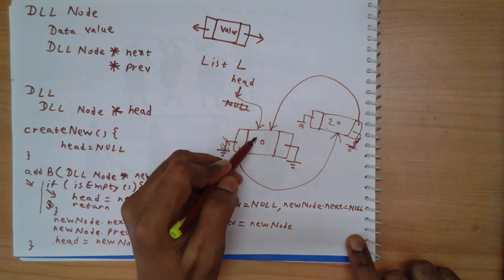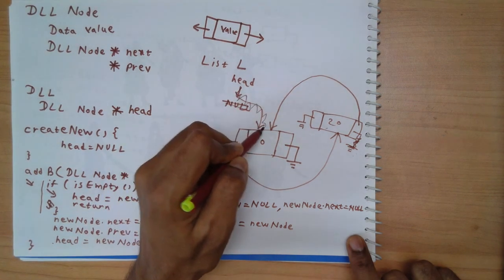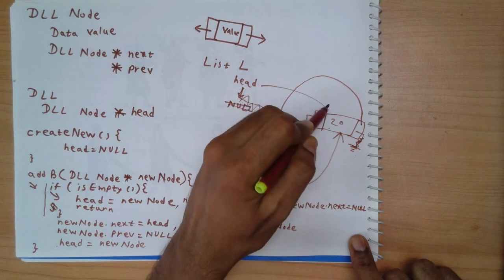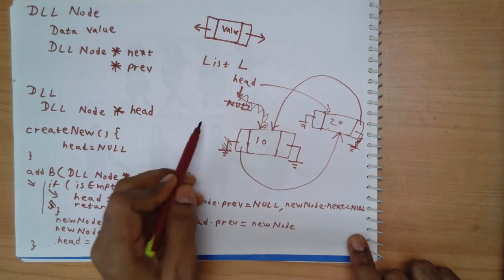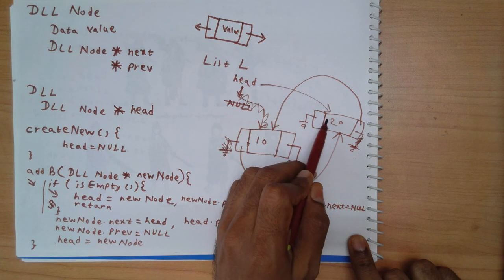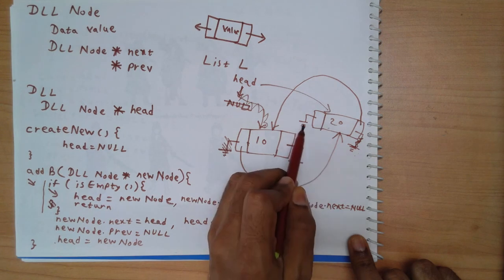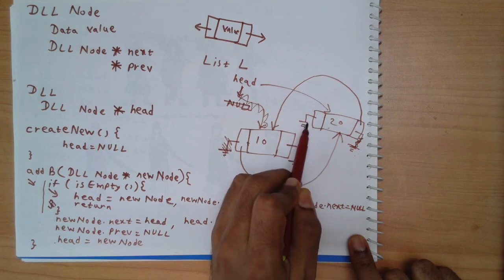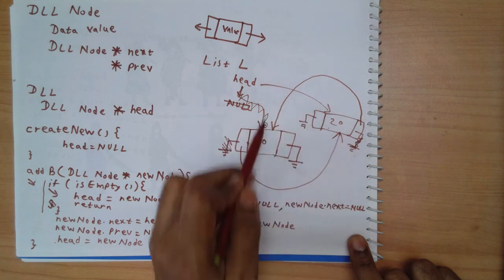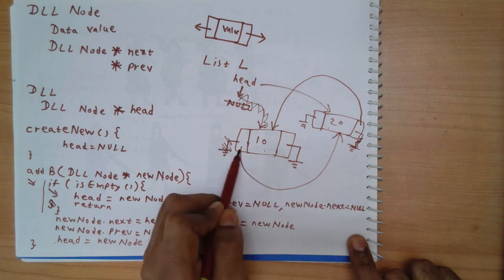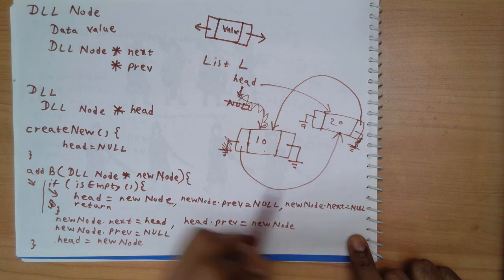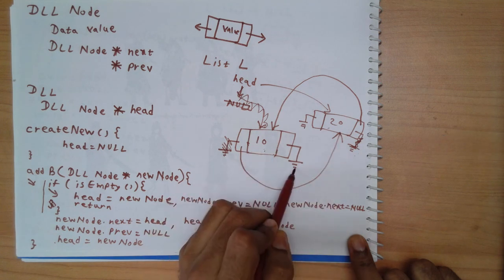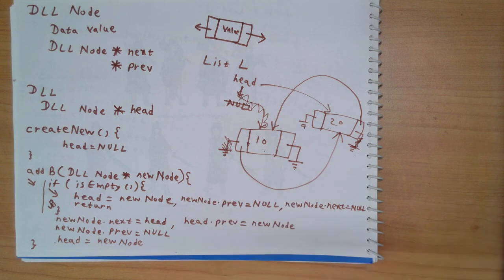So head is currently pointing to 10. We are going to remove this, and head is going to point to 20. Now in our list the head node is 20. Because this is the first node, there is no previous node. For 20, the next node is 10. For 10, the previous node is 20. And for 10, there is no next node because this is the last node in the list. So that is how add at the beginning for the doubly linked list is going to work.